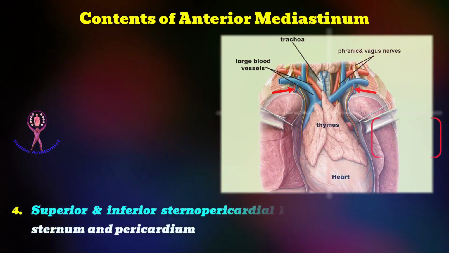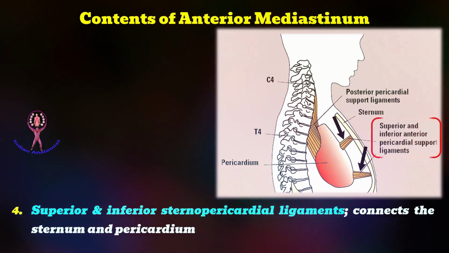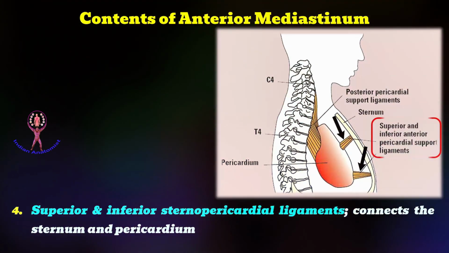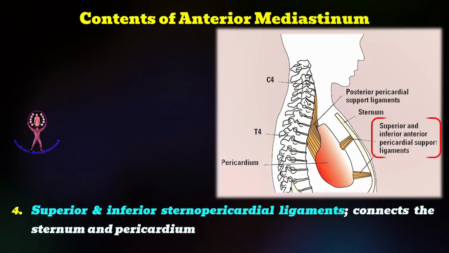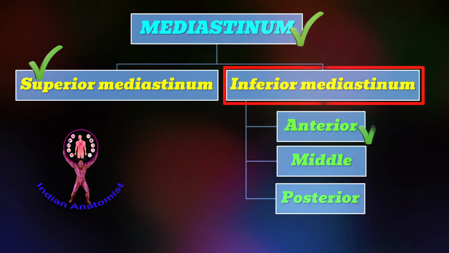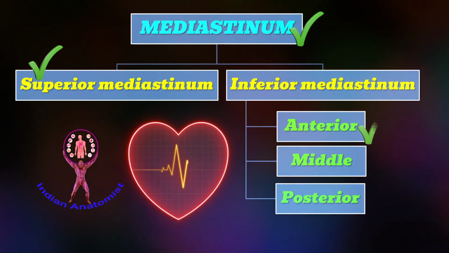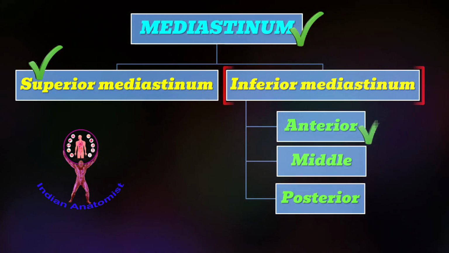And 4. There are 2 flexible ligaments, the superior and inferior sternopericardial ligaments, that connect the anterior wall of the pericardium to the sternum. These ligaments keep the pericardium and heart in position, thus, the anterior mediastinum is complete. Later in heart lecture, the middle mediastinum or pericardial cavity will be taken.